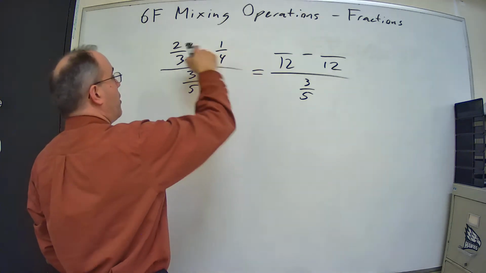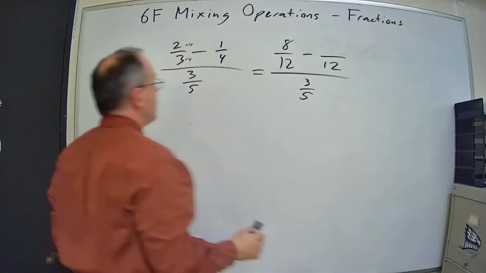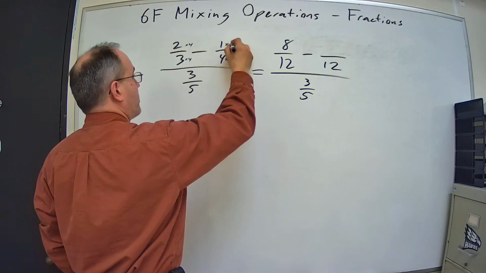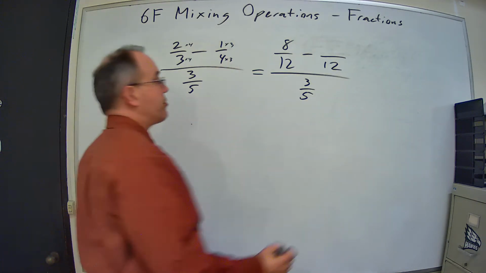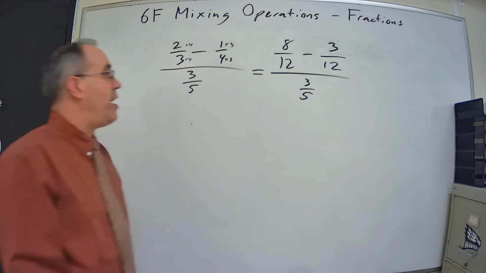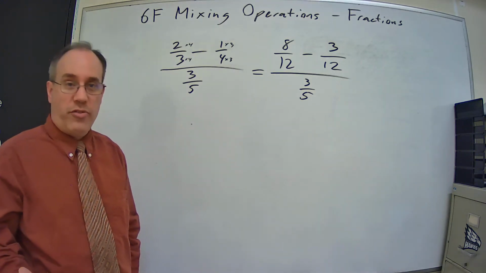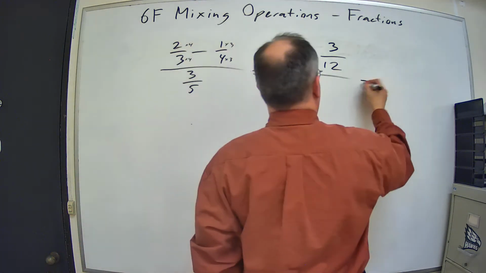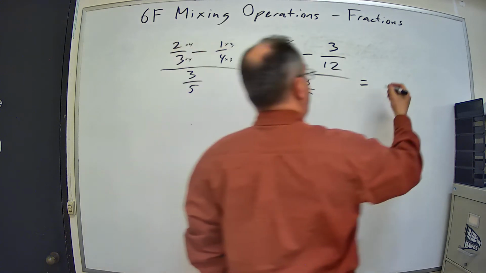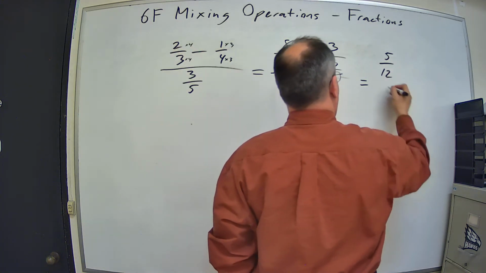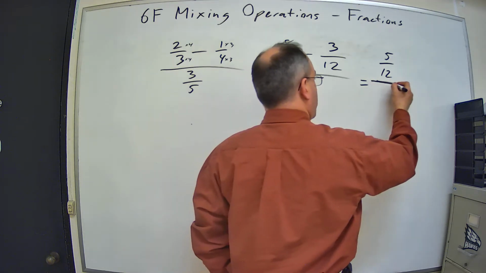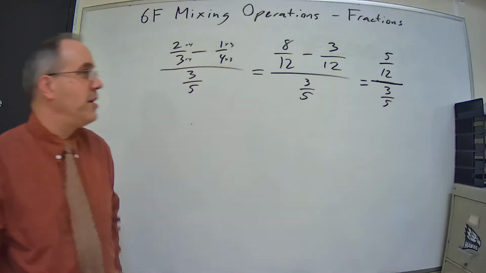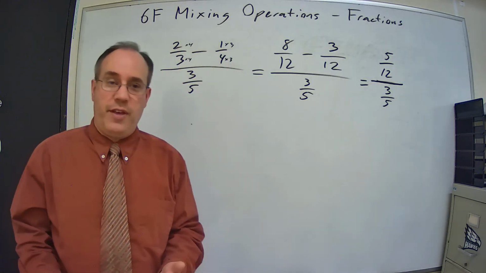So 3 times 4 gives me 12, 2 times 4 gives me 8. And then for 1/4, we multiply that 4 by 3 to get 12, so we're going to multiply the top by 3. So we end up 1 times 3 is 3. So I now have 8/12 minus 3/12. And now that I have my common denominator, I can make that 8 minus 3 is 5/12 divided by, I'll make that division a little longer to clarify that, 3/5. So I've got 5/12 divided by 3/5.